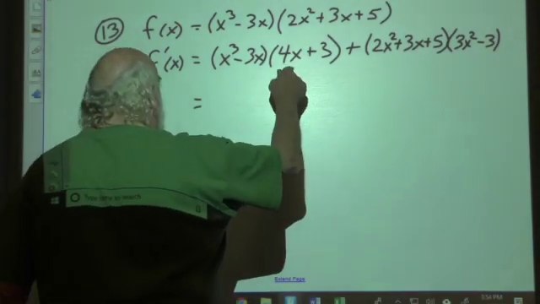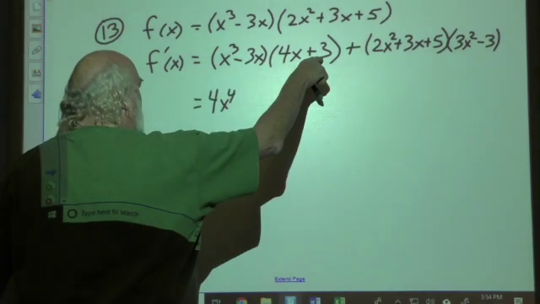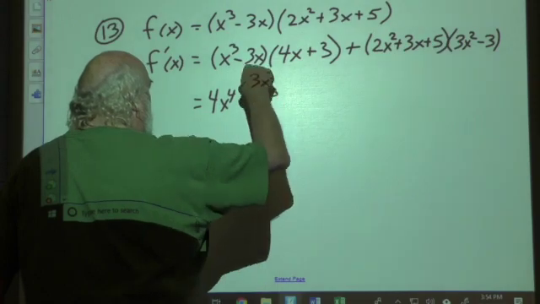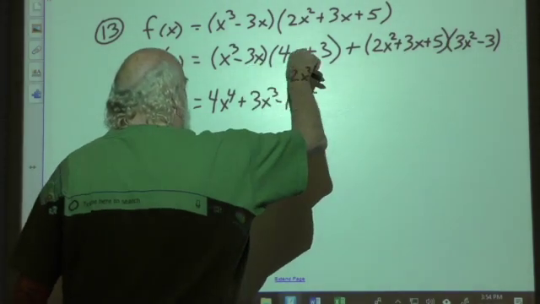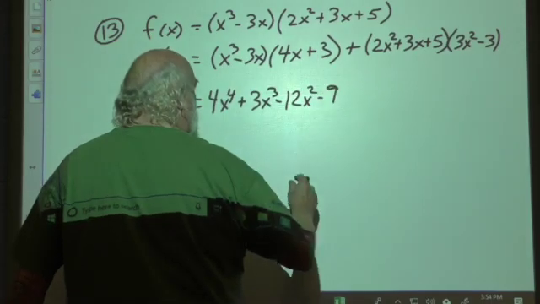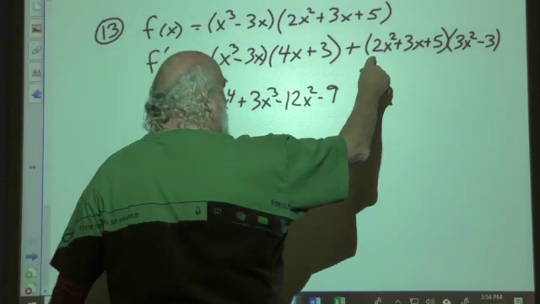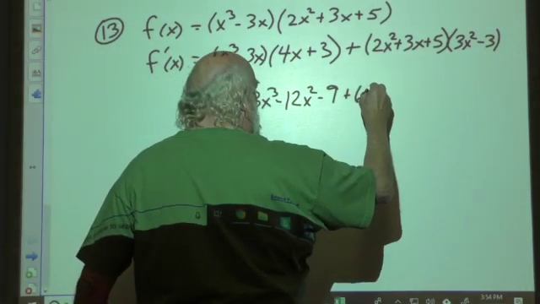So x cubed times 4x is 4x to the fourth. X cubed times 3 is 3x cubed. Negative 3x times 4x is negative 12x squared. Negative 3x times 3 is negative 9. And plus, so I don't have to worry about changing the signs, just go ahead and put the answers right out there. 2x squared times 3x squared is 6x to the fourth.